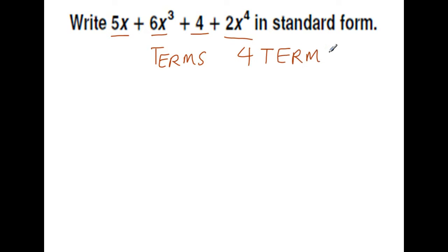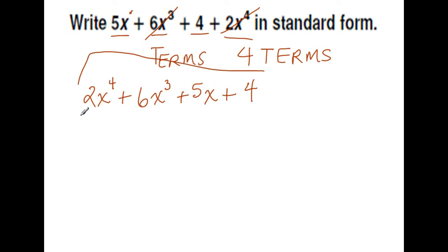And what we're doing is we're looking for the term with the highest exponent. And so this one has a 1, this one doesn't have any, this one has a 4, and this one has a 3. So if I write it in standard form, I'm going to write 2x to the fourth, that has the biggest exponent. Then I'm going to get 6x cubed. And then we'll put 5x. I'm going from biggest exponent to smallest. And this is standard form.